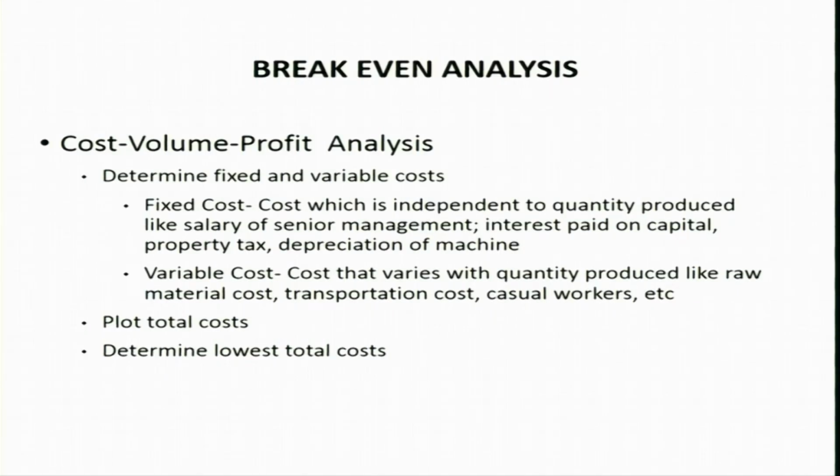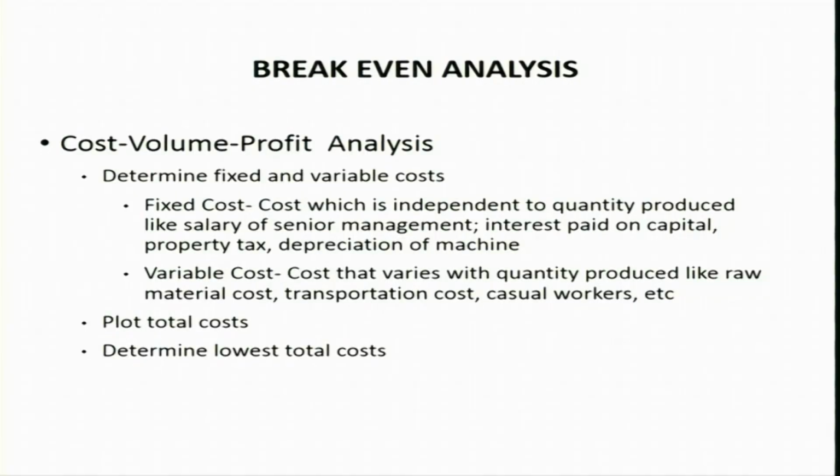Now, let us see the procedure part of it, and before the procedure let us understand what is meant by fixed cost and what is meant by variable cost. The fixed cost is that cost which remains constant and is independent of the quantity produced. So, in a way fixed cost is independent of the quantity produced.